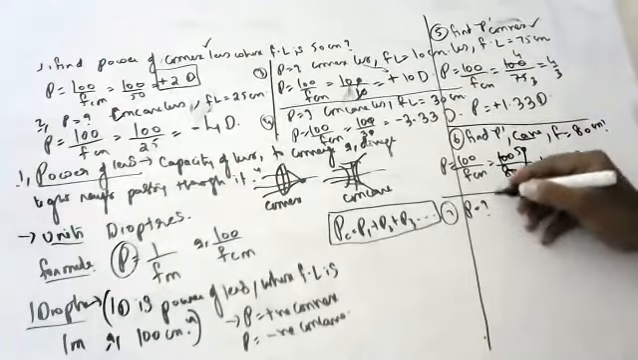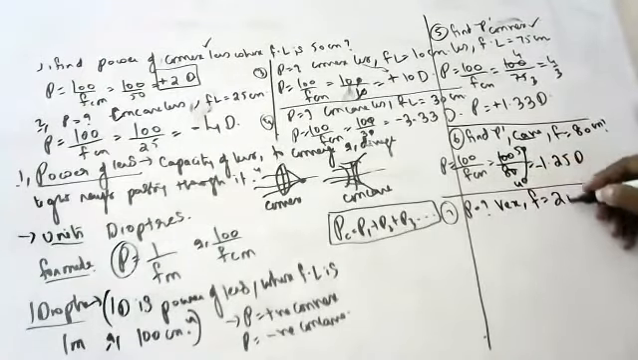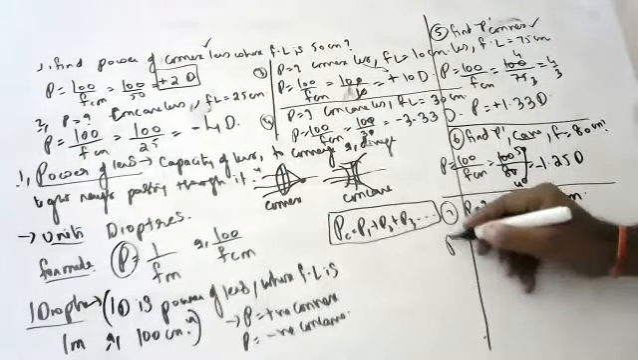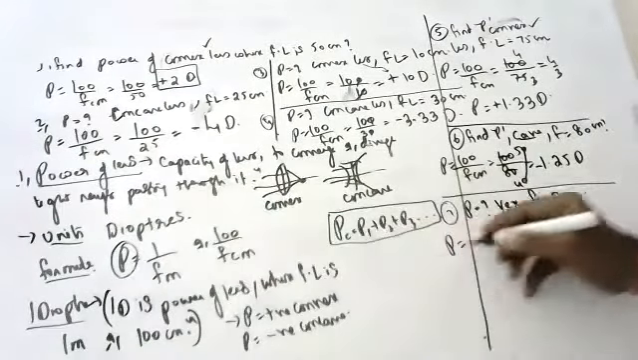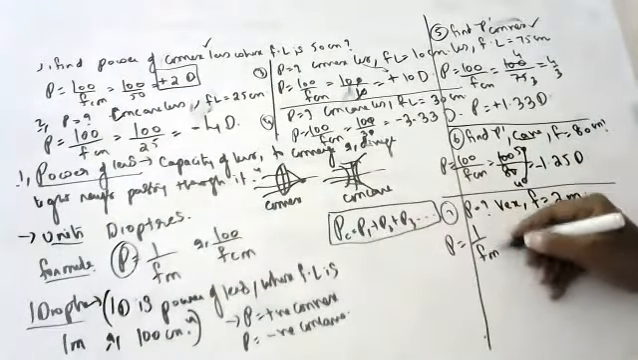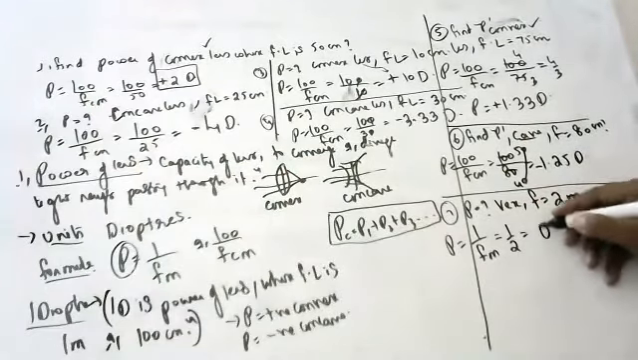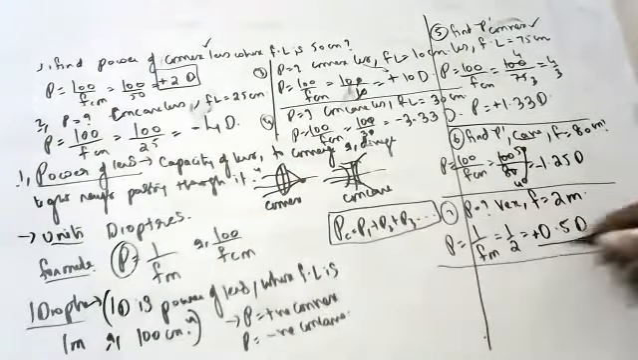Harika, find the power of a convex lens if the focal length is 2 meters. If the focal length is in meters, what formula do you use? P is equal to 1 by f in meters, equal to 1 by 2, equal to plus 0.5. That plus we have to keep. Why will we keep plus? Because it is convex.